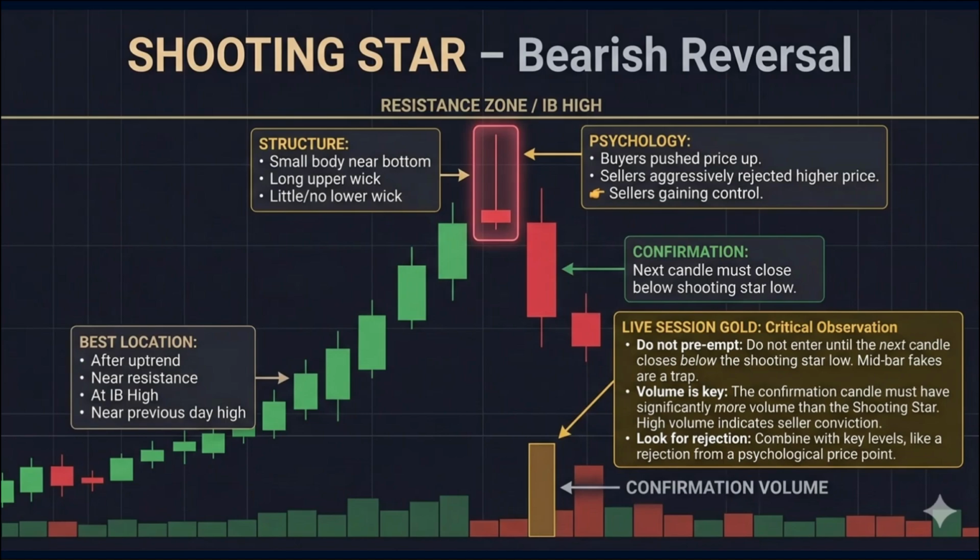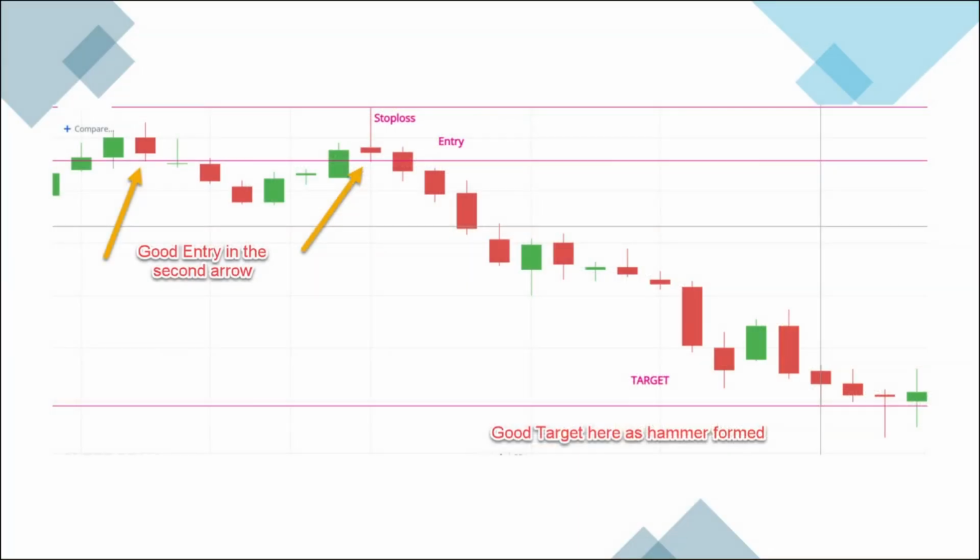Let us observe one example. You can see here there is some kind of support and resistance, and the market was in an uptrend, then it came down a little bit. Again, in the second arrow you can see a shooting star. So this is our trade setup.